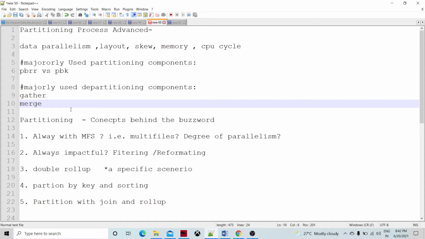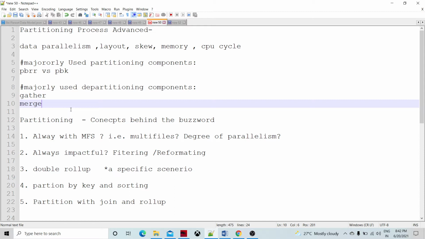And if the same group data is available in two different partitions, then the task achievement is not going to happen, right? Finally, okay, the major departitioning components.